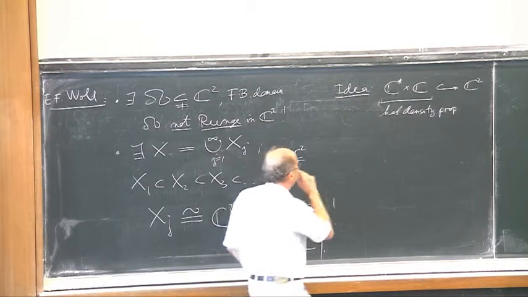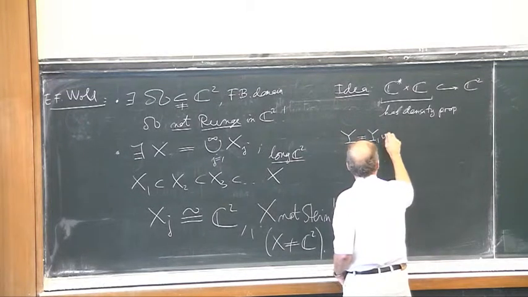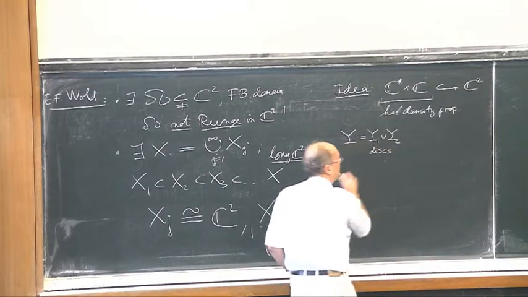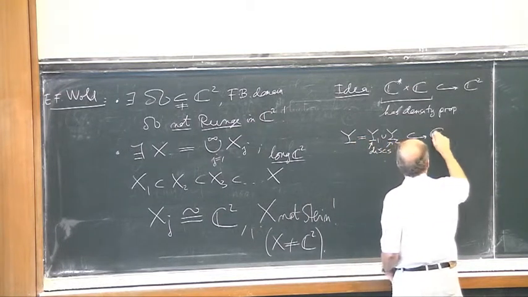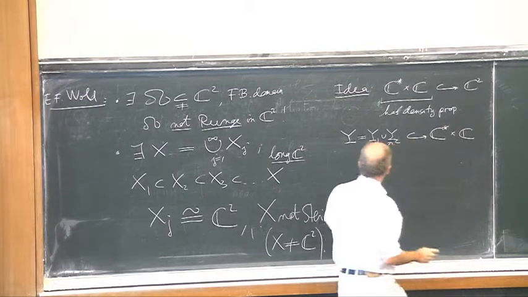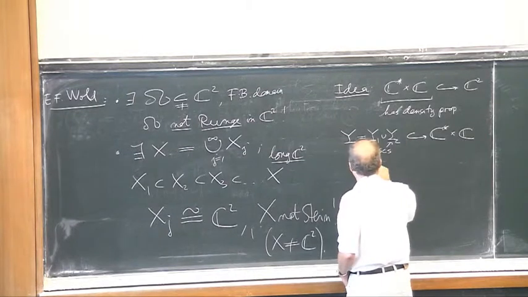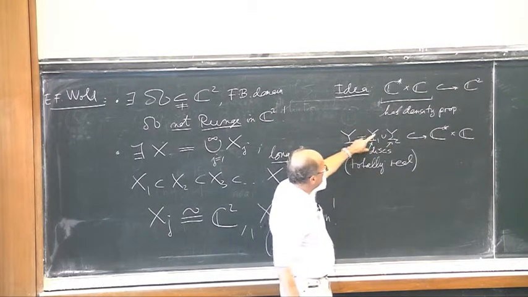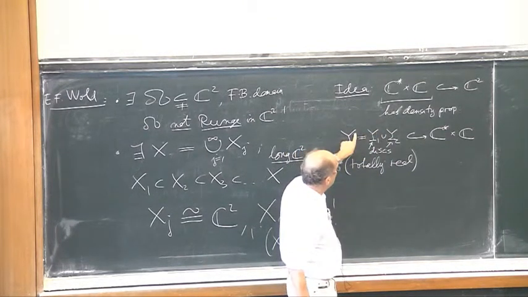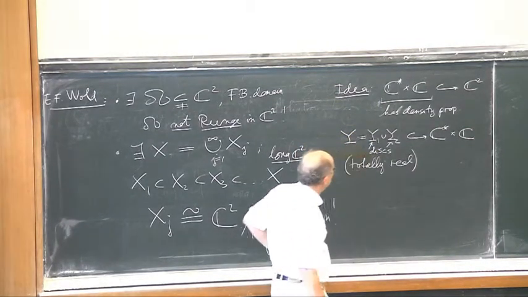And so then Wold found a submanifold, a very special one. In fact, it's just a disjoint union of two disks. So both Y1 and Y2 are embedded disks in C star cross C. So you have a disjoint union of two disks. Actually, they are totally real. Totally real means that the tangent plane to Y at each point is not complex, it's real. It's not a complex line.